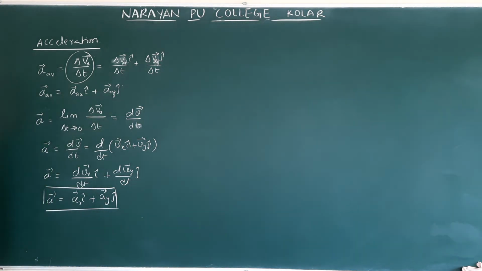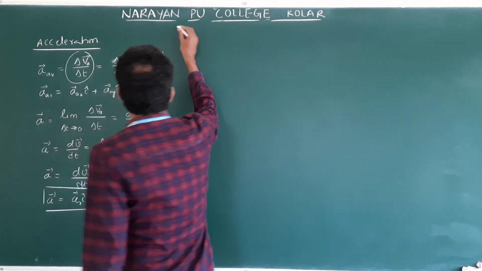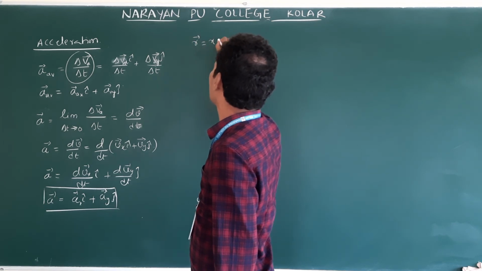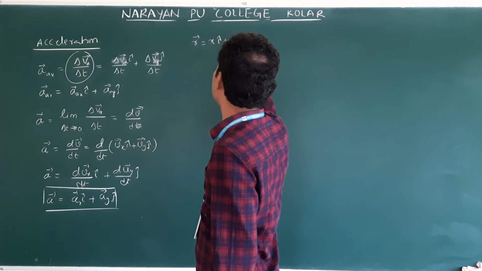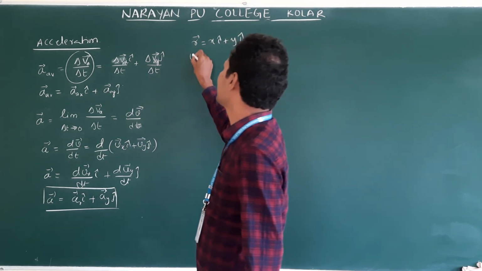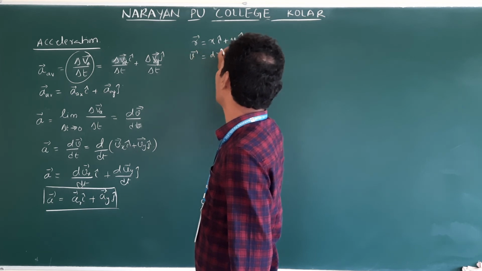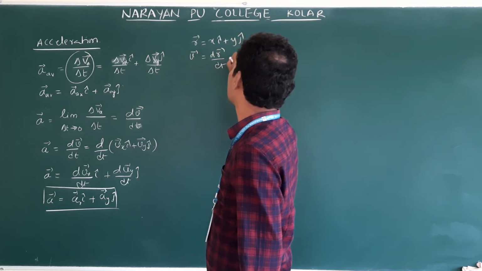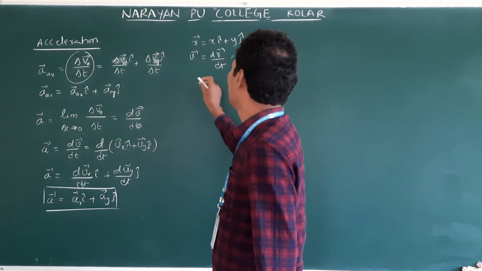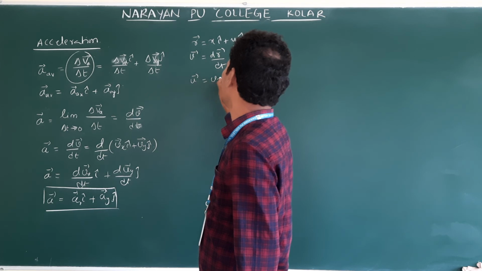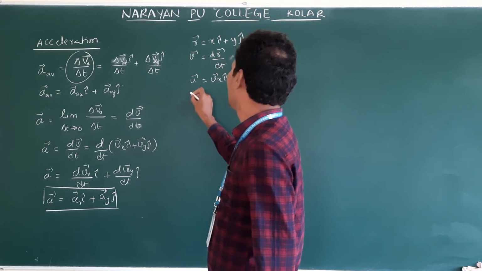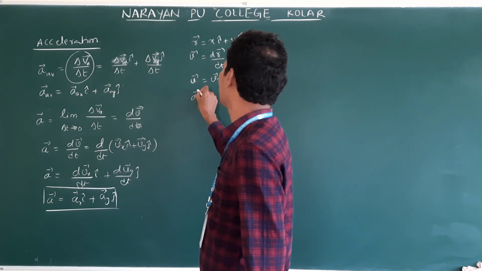Understand? So now, what are we seeing? We have seen position vector r is equal to x i cap plus y j cap. Right? This is position vector. And instantaneous velocity we wrote as dr by dt. This we got by differentiating r. What we got? v is equal to vx i cap plus vy j cap. And finally, acceleration vector, how do we write?